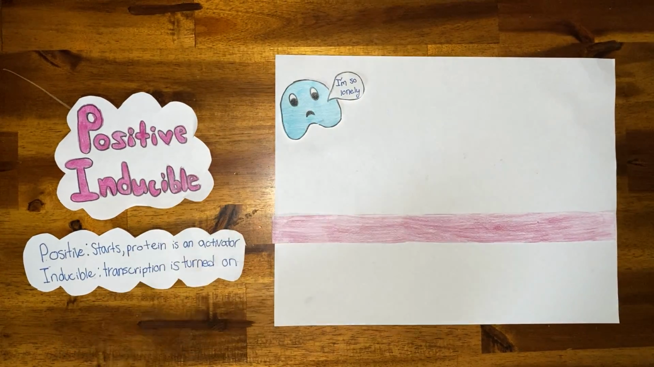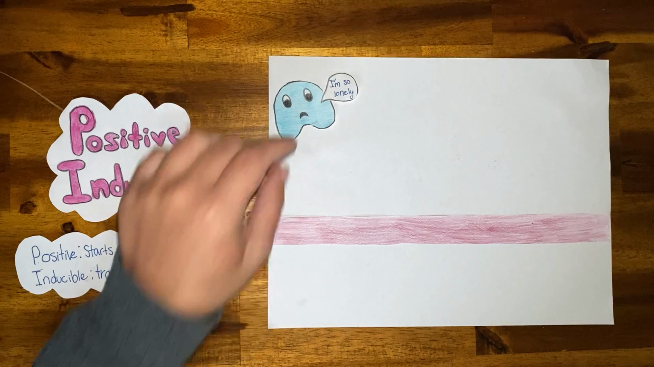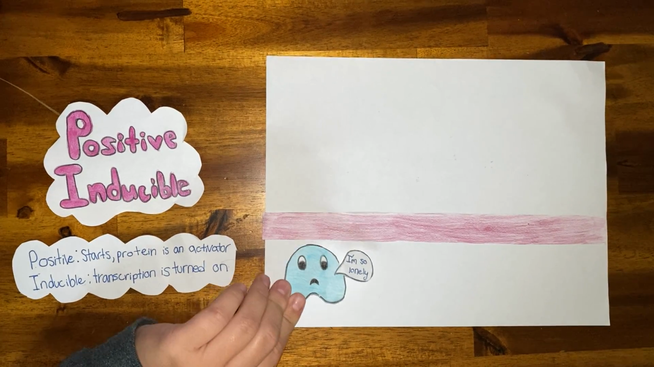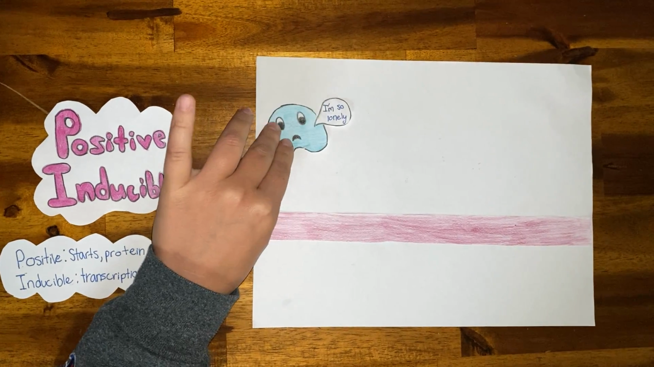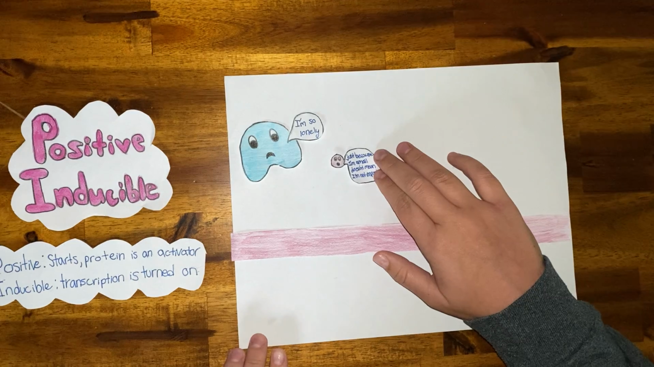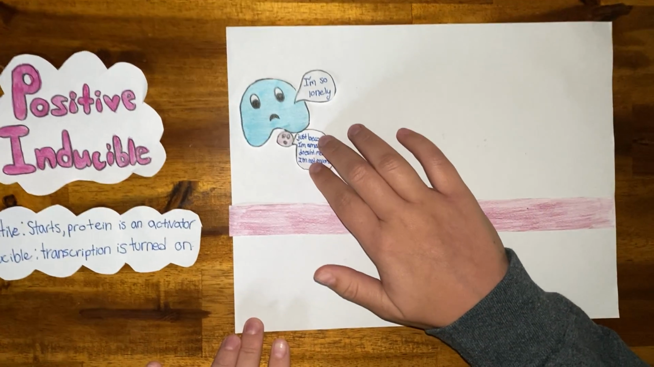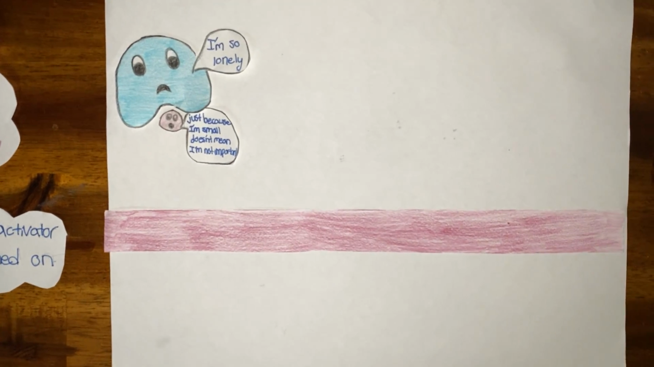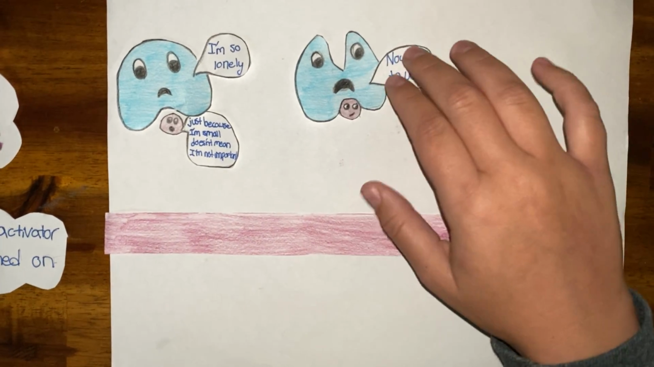So this is going to be my activator protein. As you can see from the curved edge at the top of its head, it's not going to be able to bind to our DNA strand here. However, when a small molecule or effector is present, the small molecule can bind, and what this does is change the shape of my activator protein.